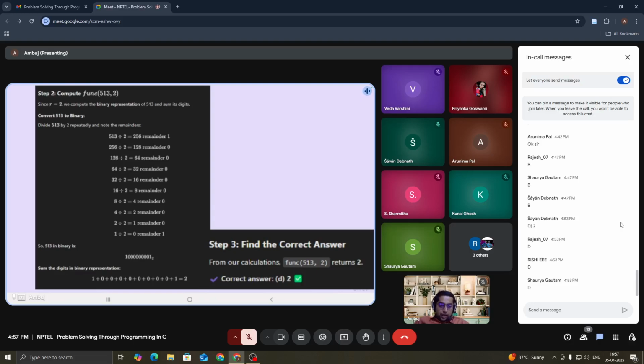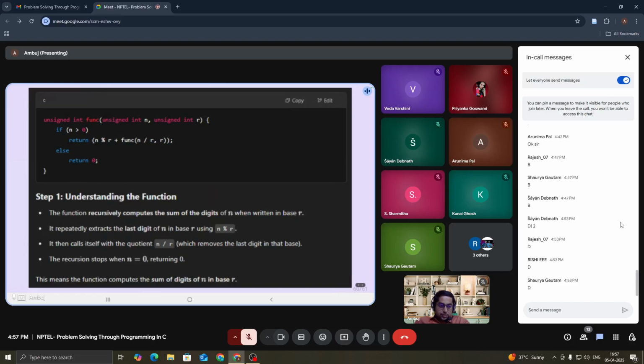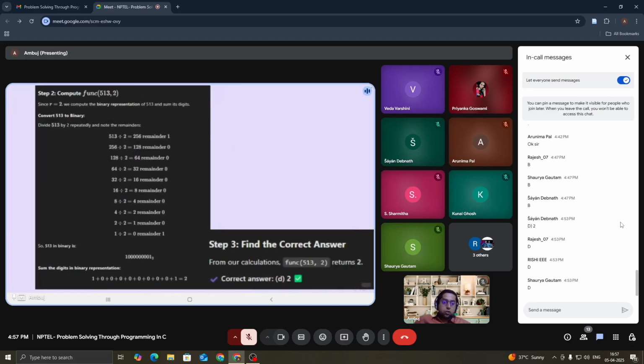So at the end, it is n mod r plus the recursive call, so it will be directly summing all the values. The remainder at 513 by 2 is 1, and then for 1 by 2 the remainder is 1. So 1 plus 1, when you sum all the values, you get 2. So the correct answer will be 2.